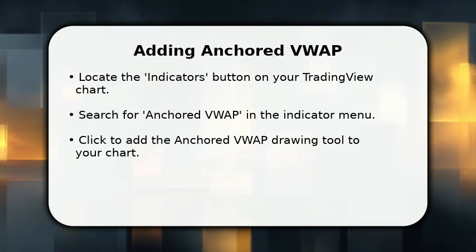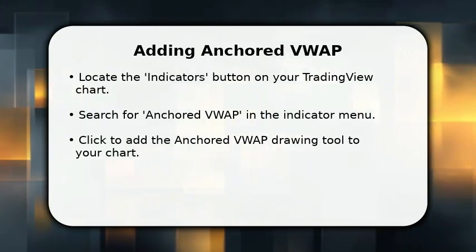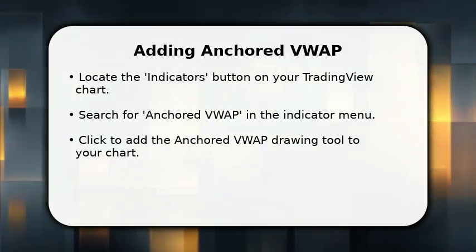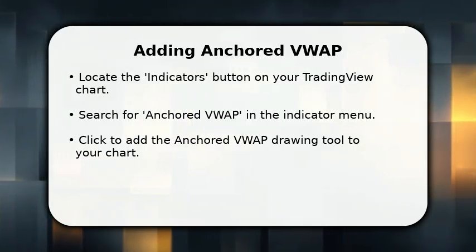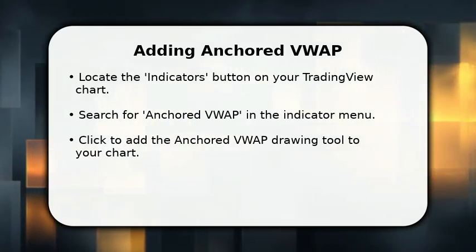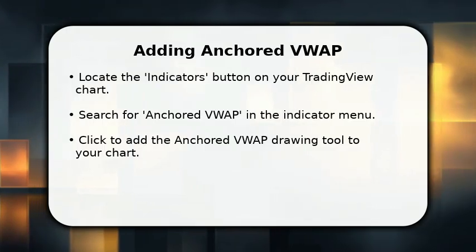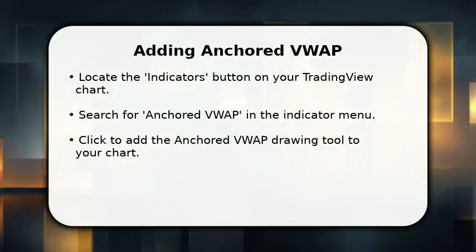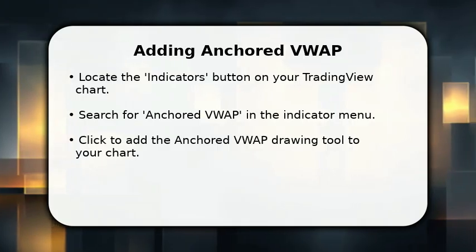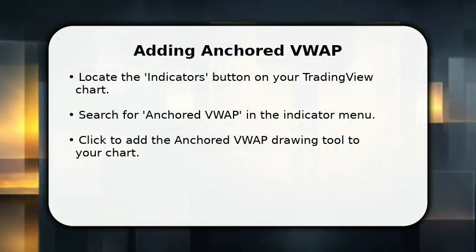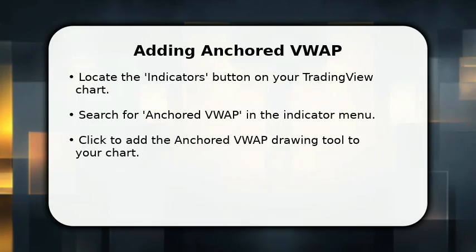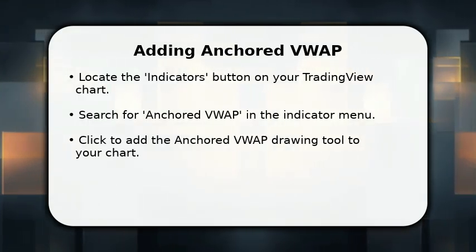In this video, I will explain how to use anchored VWAP on TradingView. First, open your TradingView chart and locate the Indicators button at the top. Click on it, then type anchored VWAP into the search bar. Select it from the results to add it to your chart. This simple step gets you ready to track volume-weighted average price from any point you choose.